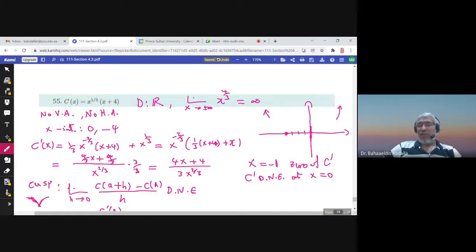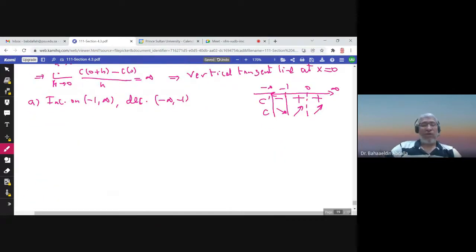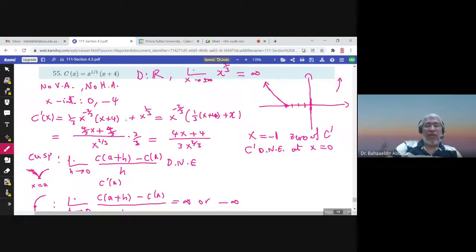So up to negative 1, it is decreasing. It goes like this, decreasing. Is there a maximum or a minimum? Yeah, okay. There is a local minimum at negative 1. So the local minimum, in fact, is f of negative 1. And what is f of negative 1?